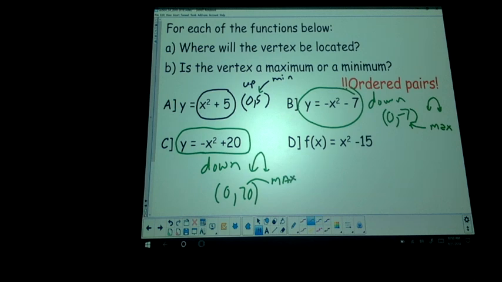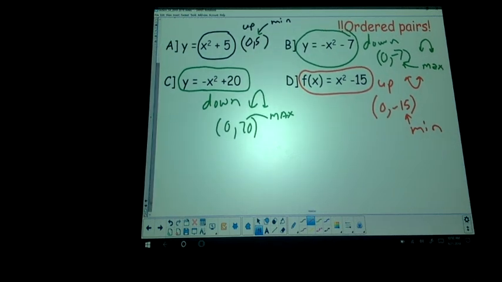And then last problem. Does it open up or down? Up. Vertex is 0, -15. So if the parabola opens up, do we have a max or a min? So that is a what? Min? The bottom, right? Because it opens up. Yeah. It's max if it's at the top, min if it's at the bottom. Any questions so far? You looking good? All right.